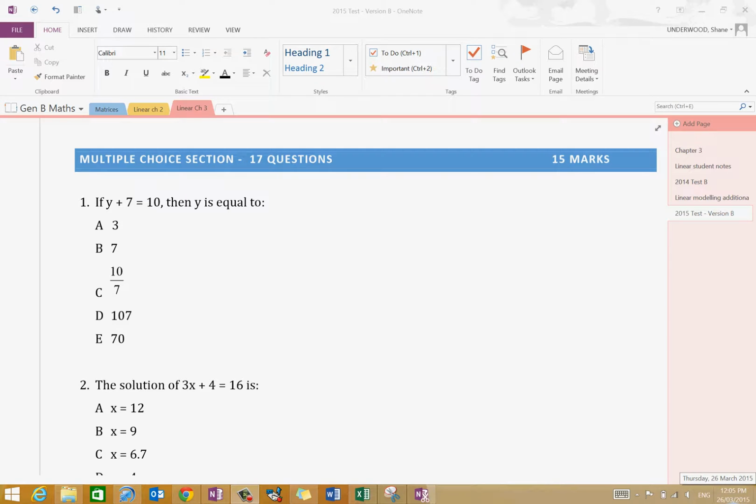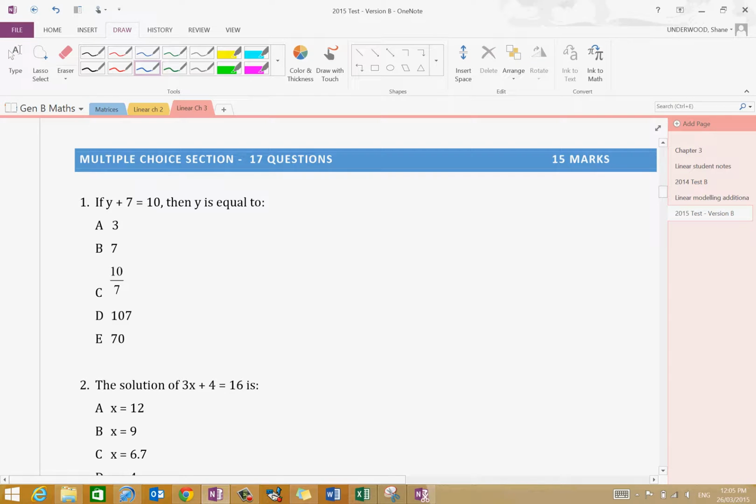All right, this question was very well done. It's pretty straightforward though. y plus 7 equals 10, y is equal to 3. So the answer was A. I think most of you, all of you got that.